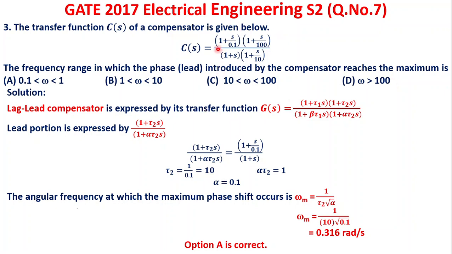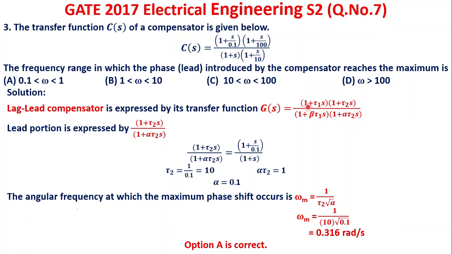Anyway, since we are given 2 zeros and 2 poles, it should be a lag-lead compensator. The lag-lead compensator is expressed by the transfer function (1 + sτ1) / (1 + βτ1 s) times (1 + τ2 s) / (1 + α2 τ2 s). Here the first portion is actually the lag portion, and the second is the lead portion.